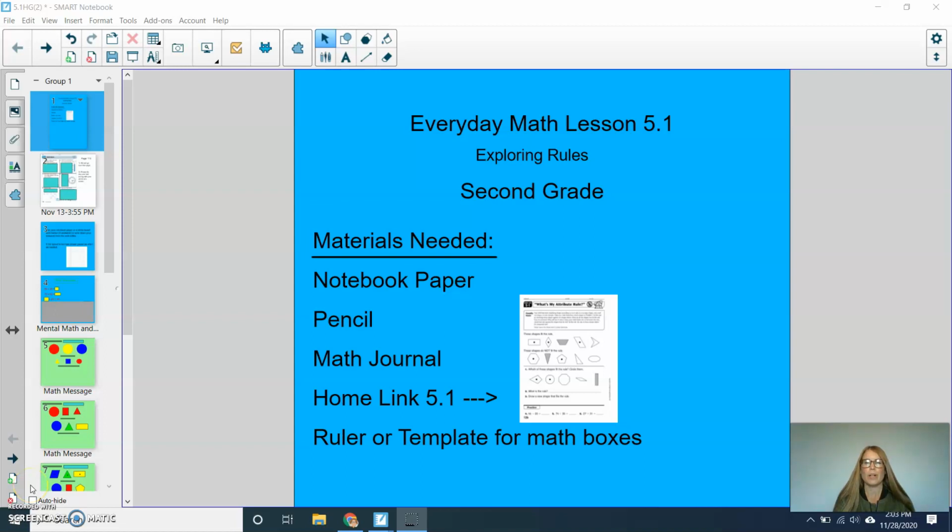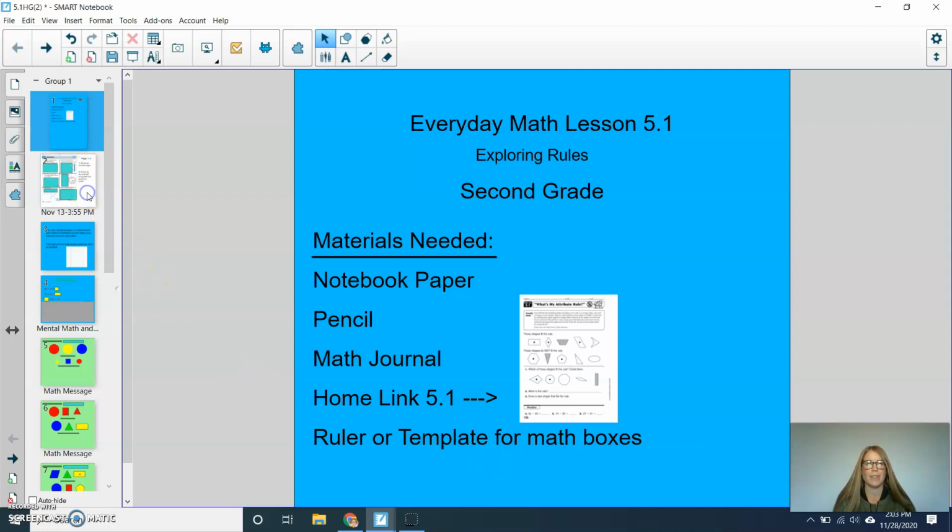Hi boys and girls, welcome to Everyday Math Lesson 5.1, Exploring Rules. The materials that you'll need today: notebook paper, pencil, your math journal, Homelink 5.1, which looks like this, and then either a ruler or template for math boxes.